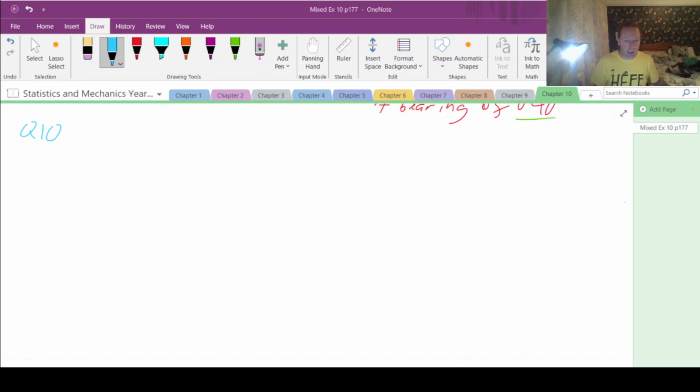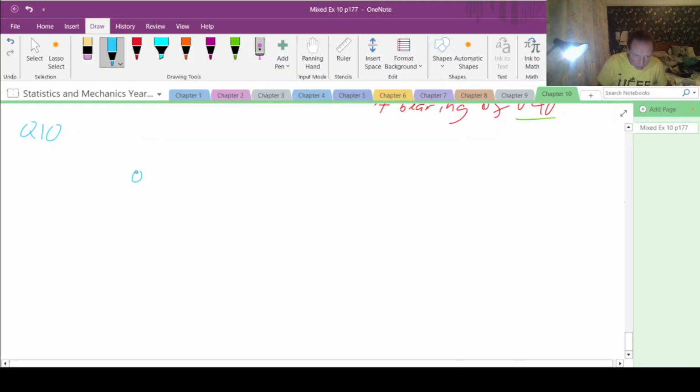Okay, here we are, Stats and Mechanics, Year 1, Chapter 10, Question 10. Motoring through. Right, a car is towing a trailer along a straight horizontal road by means of a horizontal tow rope. The mass of the car is 1,400 kilos.